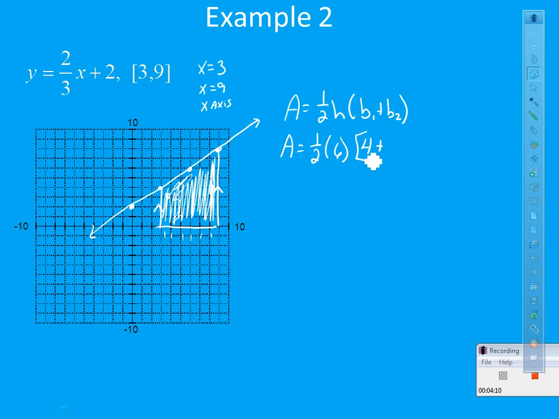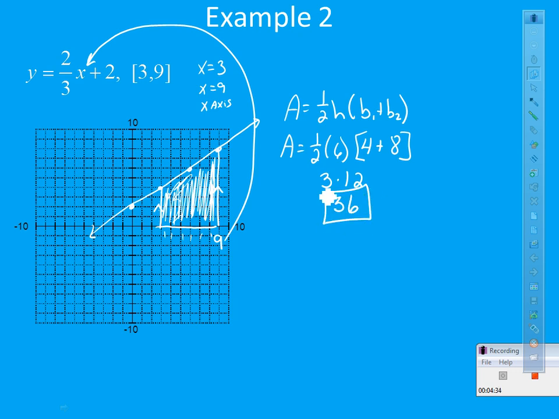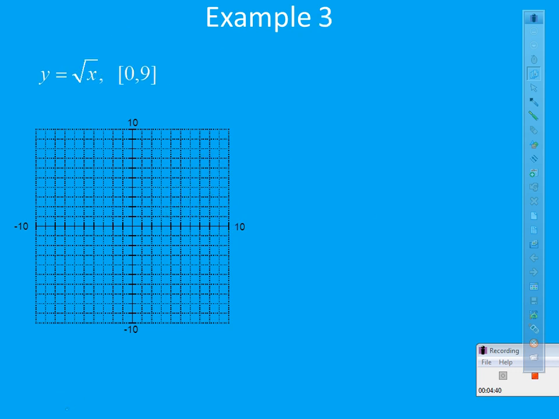I could have also plugged in 3 into this equation. And then if I come over here and count this, it looks like I'm going to go up 8 units. I could have also plugged in a 9 right there. 2/3 of 9 is 6. 6 plus 2 is 8. So it looks like now I get 1/2 times 6 times 12, so the area of that trapezoid is 36. So far so easy. No calculus yet. And then here's my last one, before I start the calculus part of it, of course.